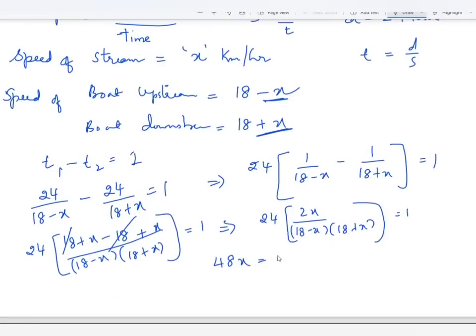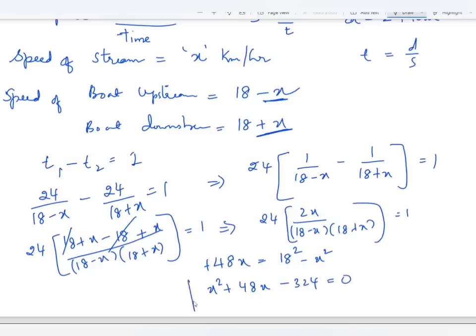18 plus x, 18 minus x, cross multiply. What we get is 18 plus x, 18 minus x. It is of the form a plus b, a minus b. We can write as a square minus b square, that is 18 square minus x square. Now shift all the terms to one side: x square plus 48x as it is. 18 square is 324. Shifting we get minus 324 equals 0, this is the quadratic equation. Solve this quadratic equation by formula method or by factorization method. We get the speed of the stream as 6 km per hour.